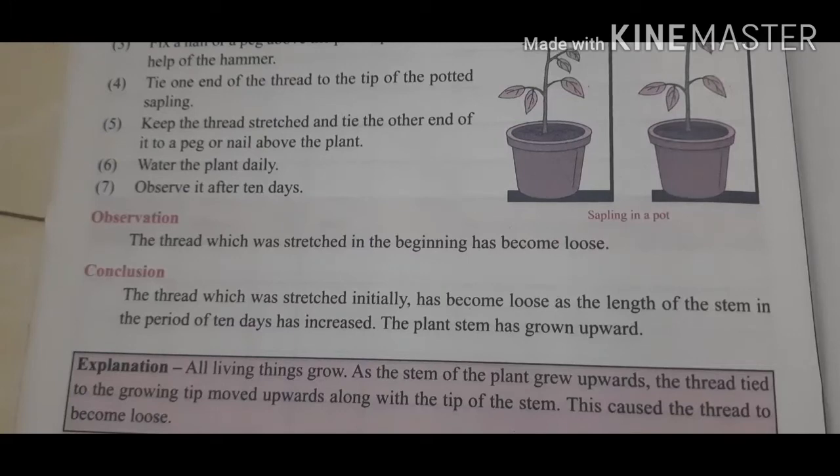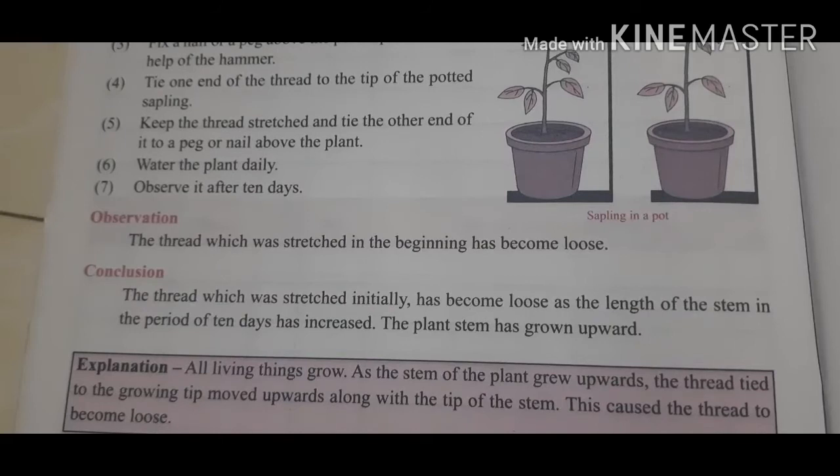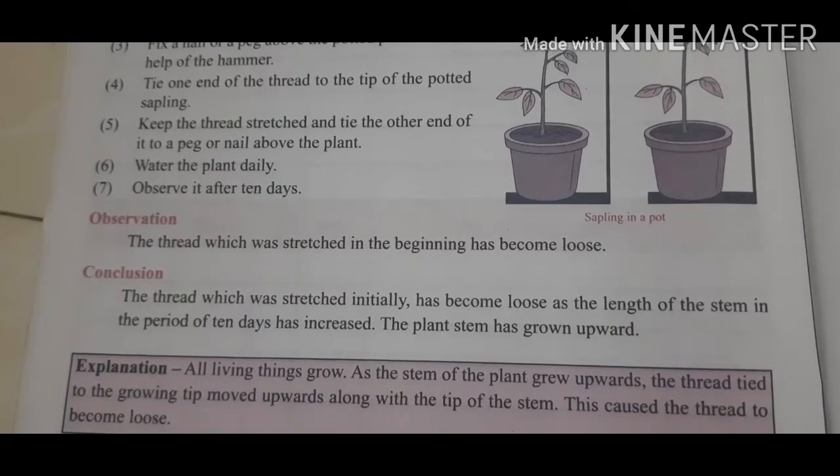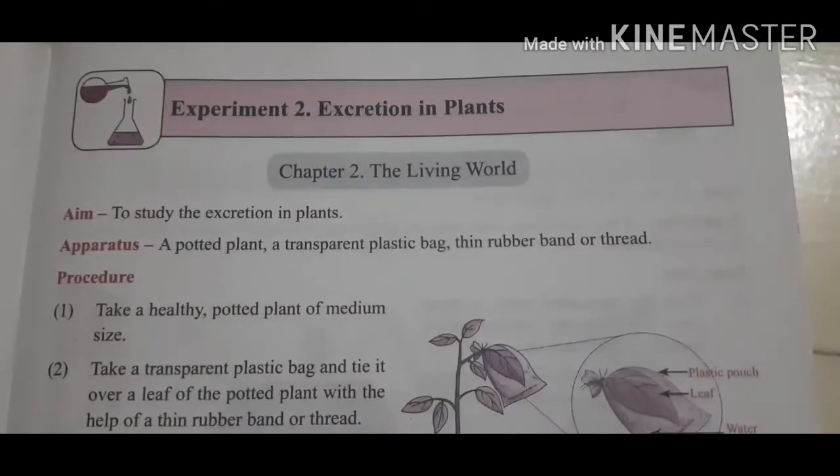The plant has grown up. What happened to the plant? It has grown up. Okay. Grown upward. Yes. Now you will see the next characteristic in plants, that is excretion. Okay. So growth तो समझ में आ गया. Growth मतलब बढ़ना, living thing बढ़ता है. अब देखें excretion कैसे होता है.